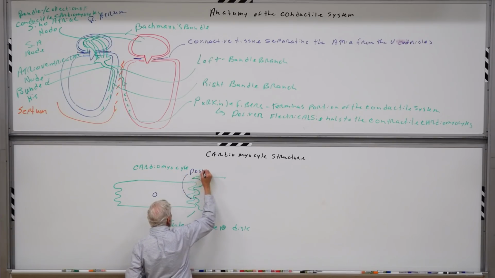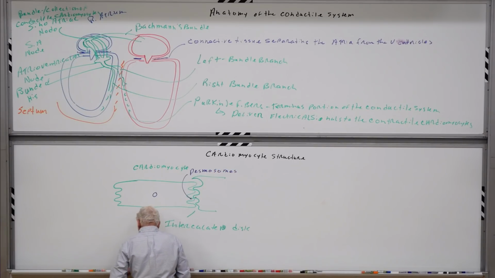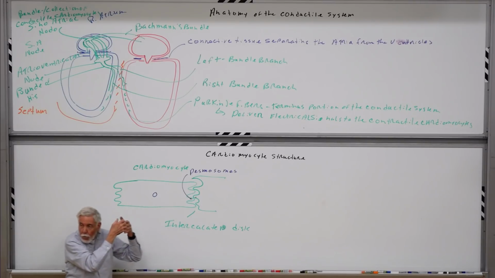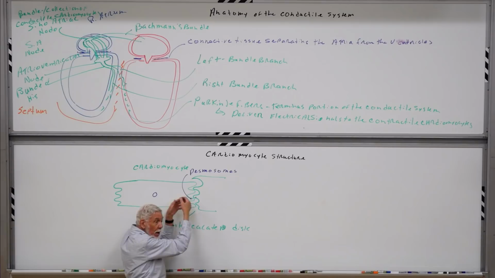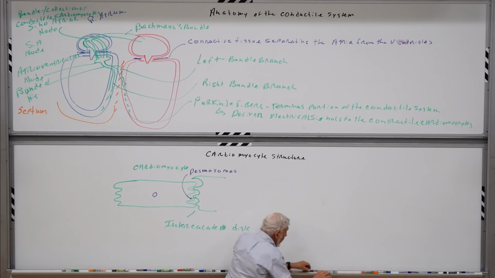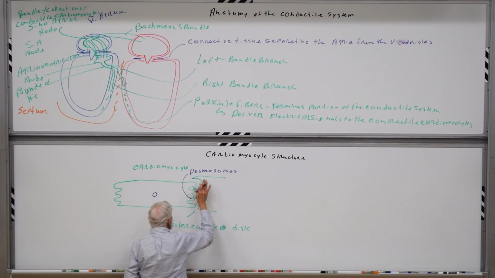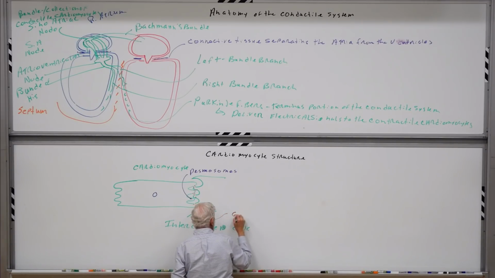desmosomes. You'll remember that desmosomes are the mechanical junctions. They anchor cells together, and so we're going to anchor these cardiomyocytes one to the next at the desmosomes. But the more important character that we need to think about here, that we talked about some time ago when we talked about epithelial cells, are these gap junctions.